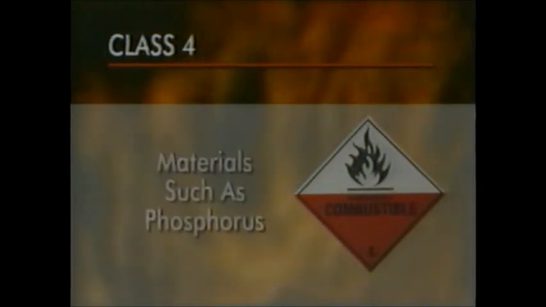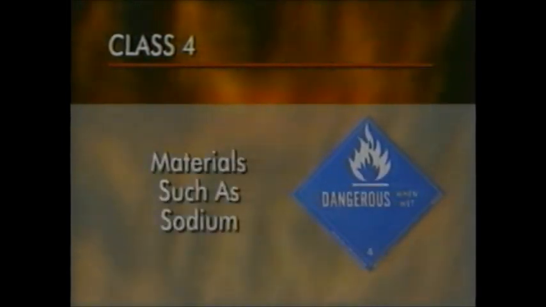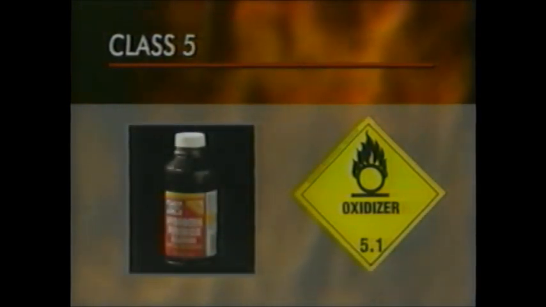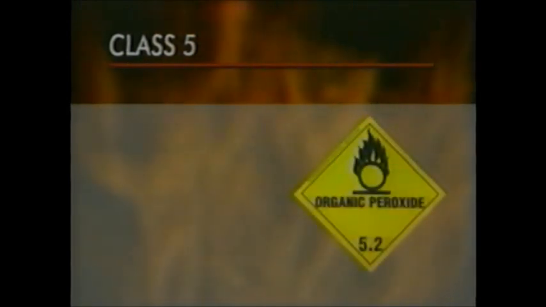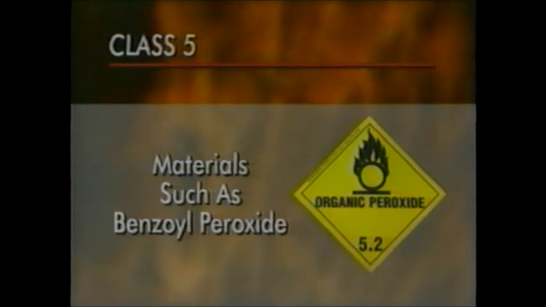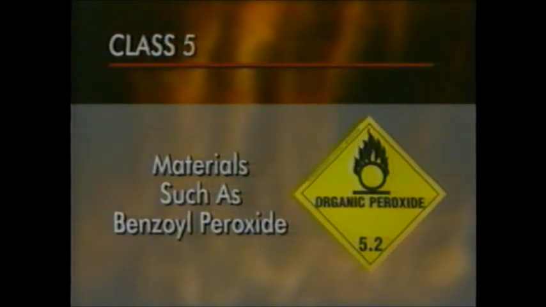Class 4 is divided into Division 4.1, flammable solids such as nitrocellulose and matches. Division 4.2, spontaneously combustible materials such as phosphorus. And Division 4.3, materials that are dangerous when wet, such as sodium. Class 5 consists of Division 5.1, oxidizers, and Division 5.2, organic peroxides. Oxidizers such as hydrogen peroxide generally yield oxygen readily and cause or contribute to the combustion of other materials. Organic peroxides such as benzoyl peroxides are materials that have a double oxygen bond and readily provide oxygen and contribute to combustion.